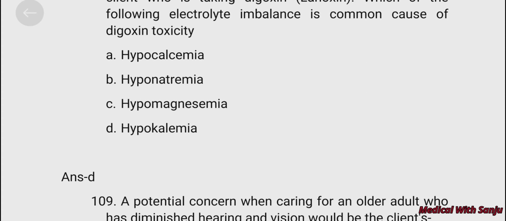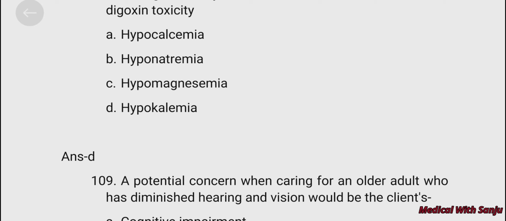Hypokalemia is one of the most common causes of digoxin toxicity. It is necessary that the nurse carefully monitor the potassium levels of the client taking digoxin to avoid toxicity. Low serum potassium level can cause cardiac dysrhythmia.